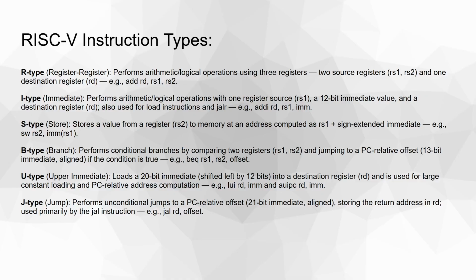It's similar to your add-I, but it loads a 20-bit immediate that is shifted left 12 bits, so it loads the upper 20 bits. And then finally, you have your J-type, which are your jumps. These are unconditional. This is if you do a function call and you jump to, say, a function that adds two values together, it will always jump to that function and it will store the return address so that it knows where it has to jump back to after it finishes that function call.